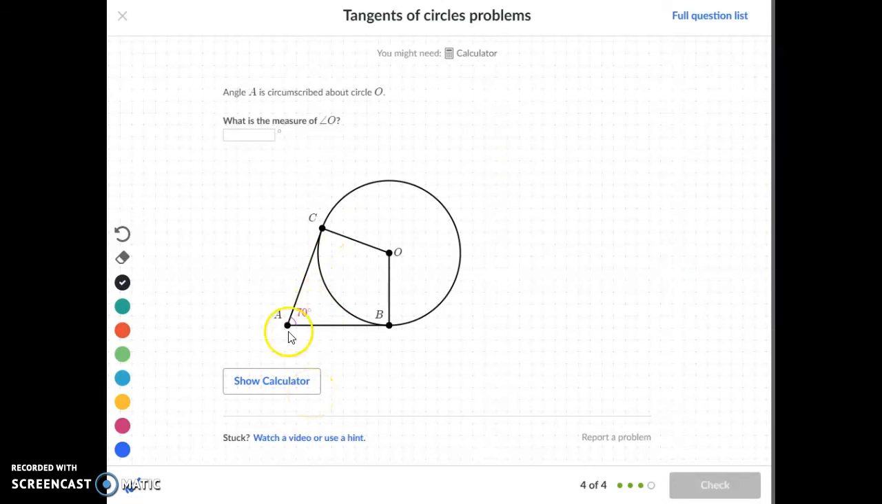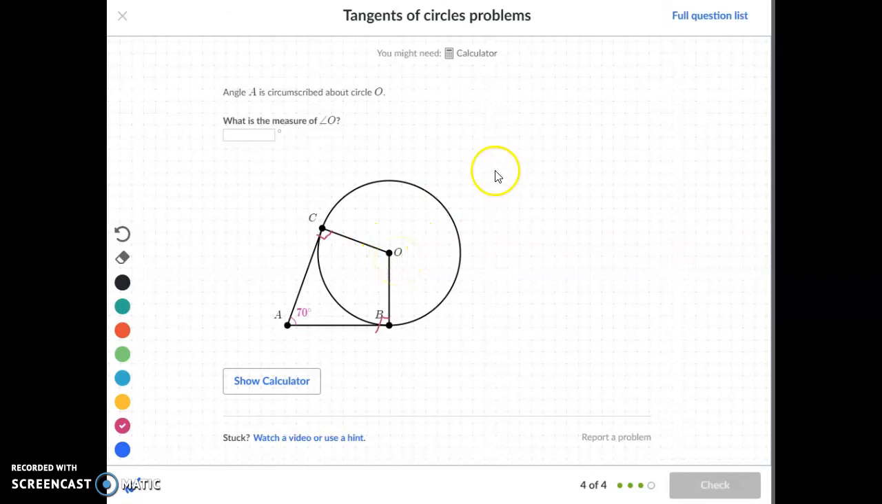And in this last problem, we have 2 tangent lines and a central angle and 2 radii. So again, remembering the properties that a radius is going to meet a tangent line at the point of tangency and form a right angle. So the tangent line and the radius are perpendicular. We need to find angle O.